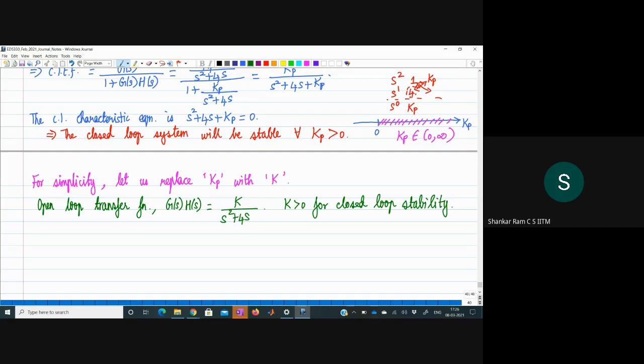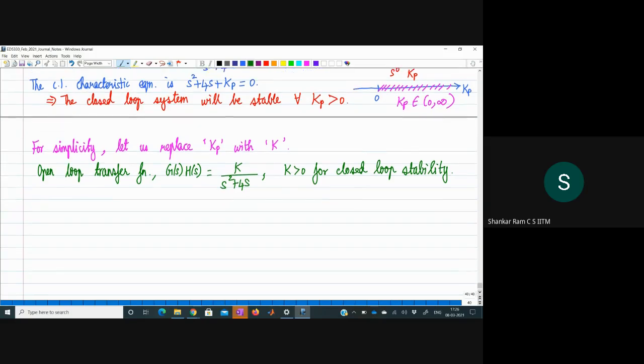All right, so please note that I have replaced Kp with K just for simplicity of notation, rather than writing the subscript p all the time. I've just done this.